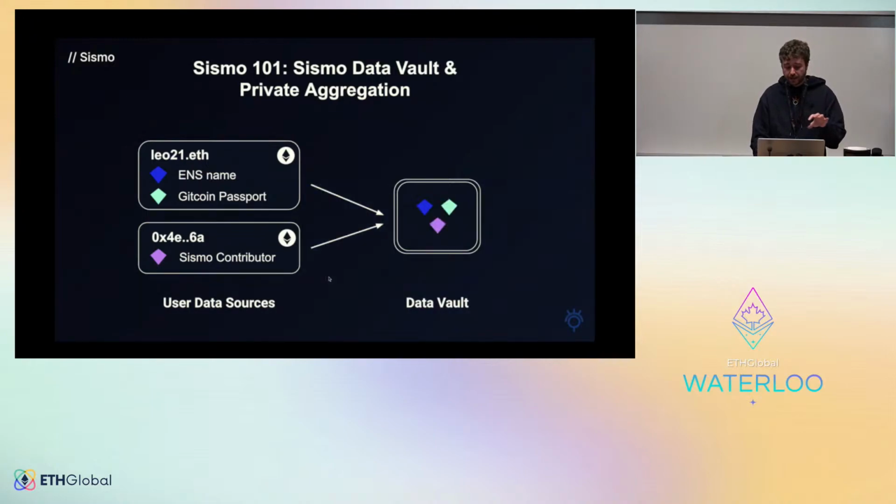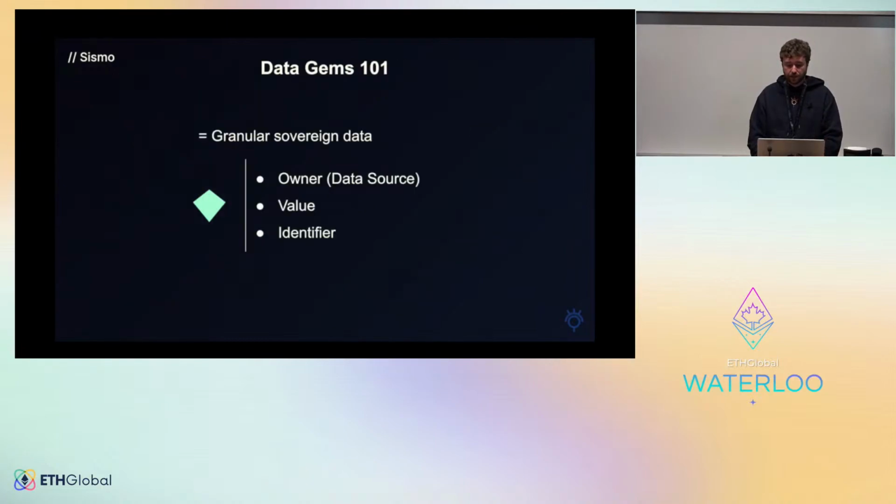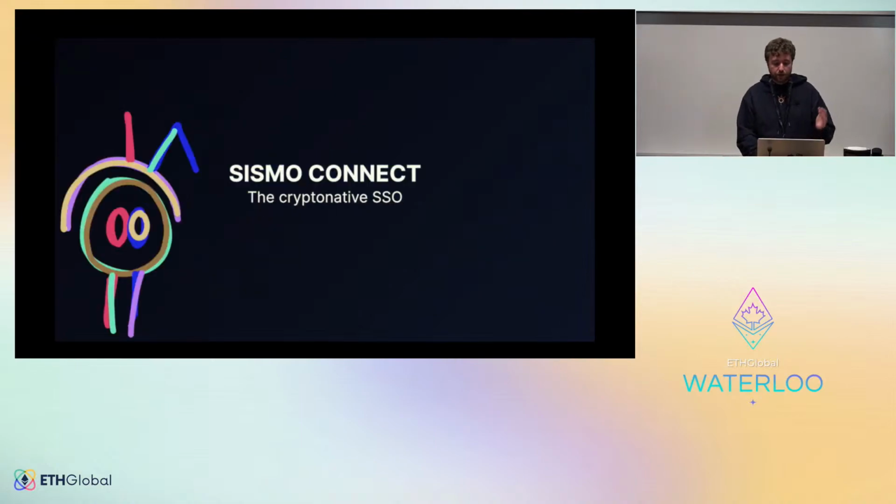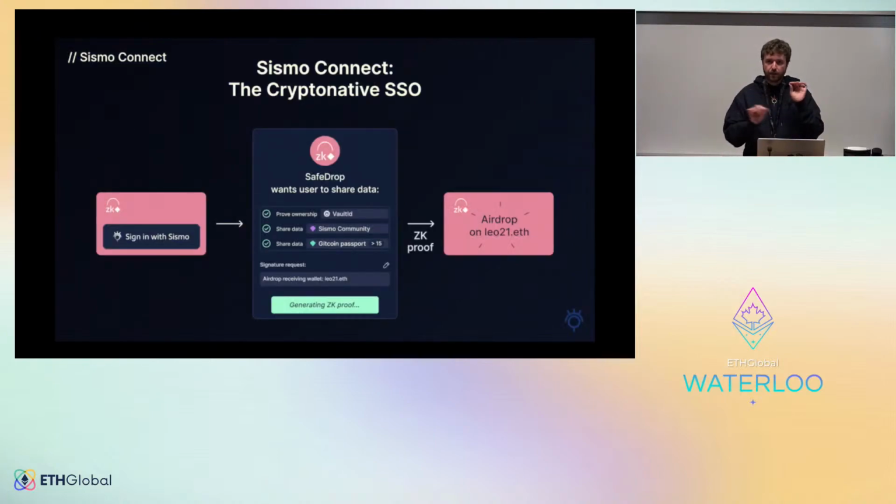When I import what we call data sources into the Sysmo data vault, I can then share this granular piece of data. This is called the data gem. The data gem is just granular sovereign data. Here, on the Gitcoin passport group of all the holders of a Gitcoin passport, I have 42 as a score on my leo21.eth. And using Sysmo Connect, which we call a crypto-native SSO, like a communication protocol between my very personal data and applications, I am able to granularly reveal this data.